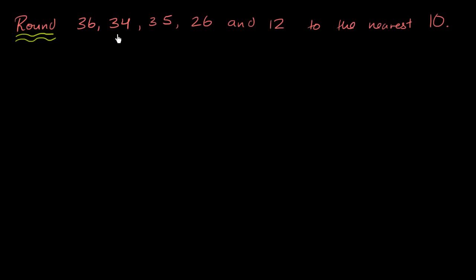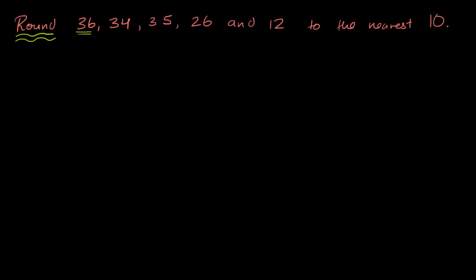So here we're going to actually think about what rounding is. And we're going to round each of these numbers, 36, 34, 35, 26, and 12, to the nearest 10. And I'll give you a hint of what that means. That essentially says take each of these numbers and find the multiple of 10 that it is closest to. So what are multiples of 10? Well, 10 times 0 is 0, 10 times 1 is 10, 20, 30, 40, 50, 60, and so forth. So I encourage you to pause this video and, based on what I just told you, think about what the nearest multiple of 10 is to each of these numbers.